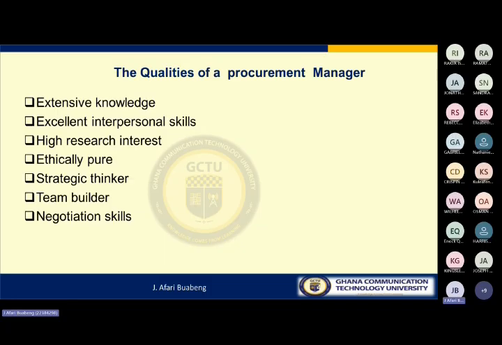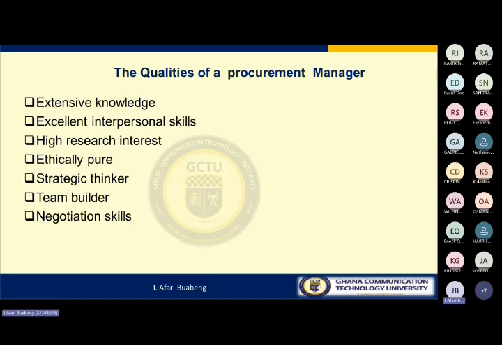The most important thing is that once you are the head, once you are managing procurement, you need to possess certain qualities. The success of your job delivery depends on these skills. One, extensive knowledge, because in procurement, we procure a whole lot of things. I mentioned that there are three major areas of procurement. We procure goods, we procure works, we procure services.